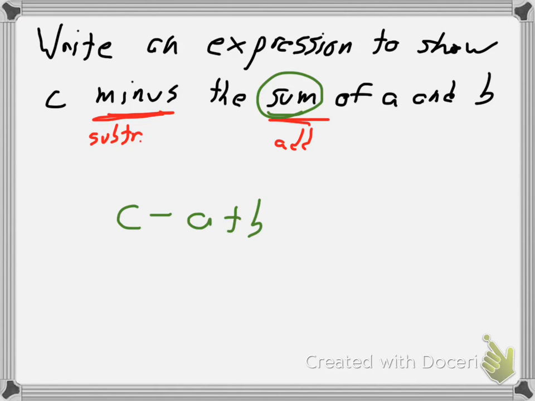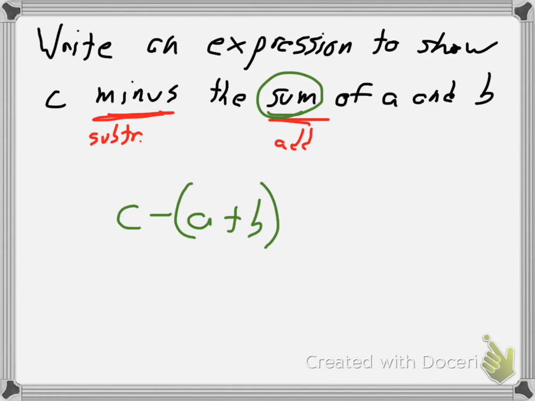In order to do that addition problem first, by order of operations, I need to put it in parentheses. Parentheses tell us that those are important. We need to do that first. Because I'm subtracting the answer from c, I need to find that answer before I can subtract it from c. So I end up with c minus, in parentheses, a plus b.